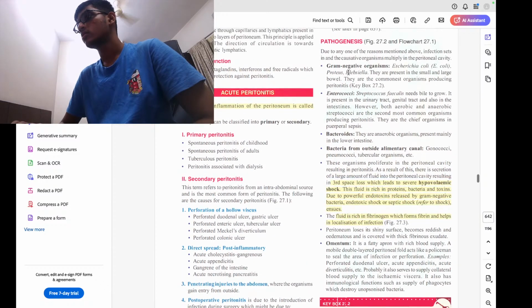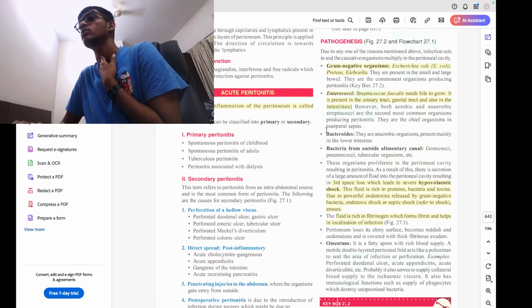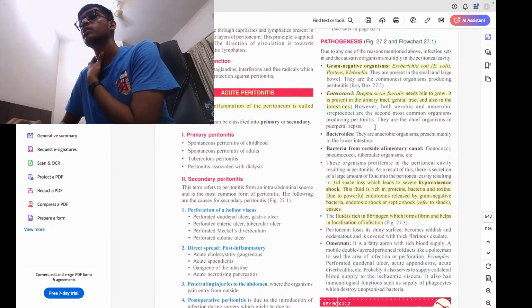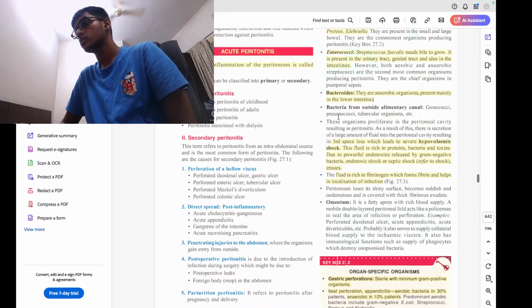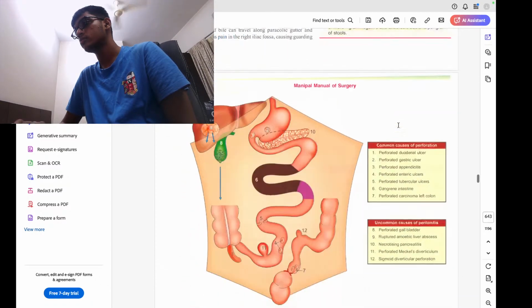Again here, gram-negative bacteria in the small intestine, and combinations. E. coli; Streptococcus faecalis needs bile to grow and is present in the urinary tract and also in the intestines. Aerobic and anaerobic streptococci are the most common organisms producing peritonitis. Bacteroides are anaerobic organisms present mainly in the lower intestine. Outside sources include pneumococcal or tuberculosis.